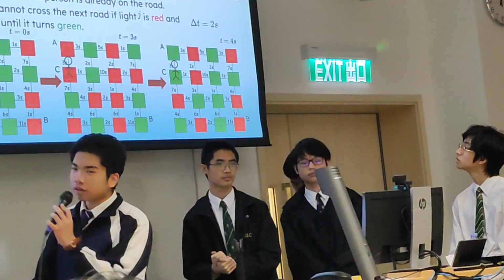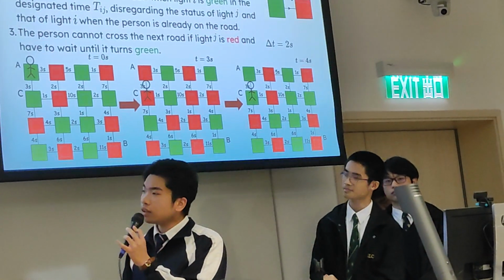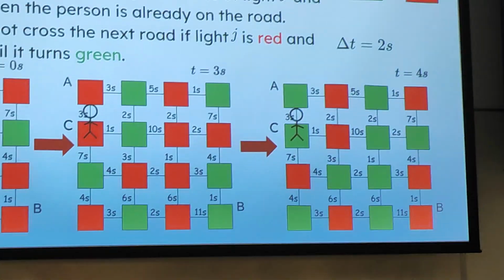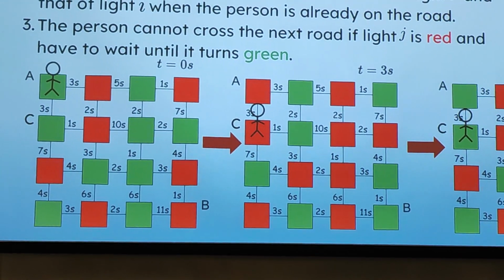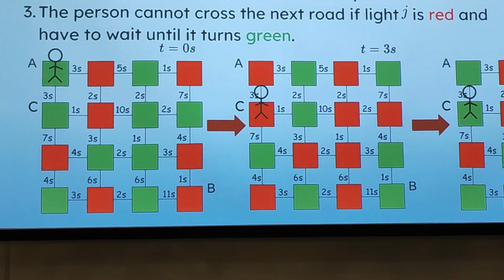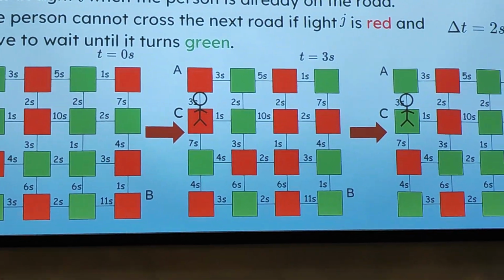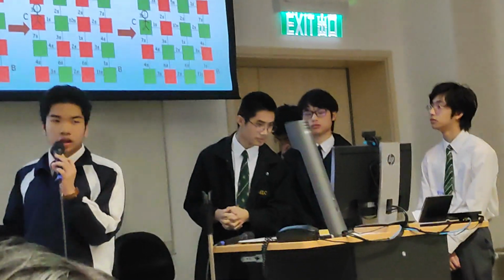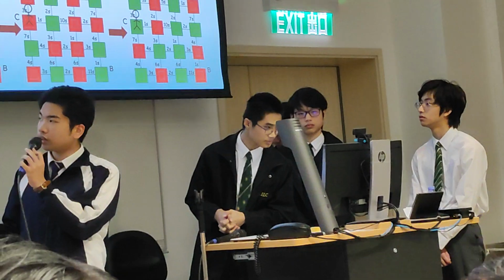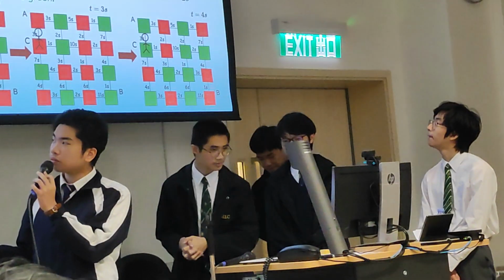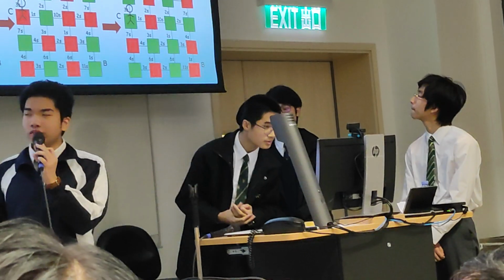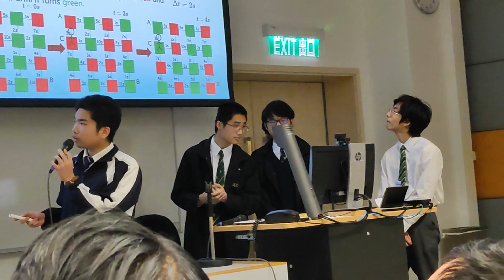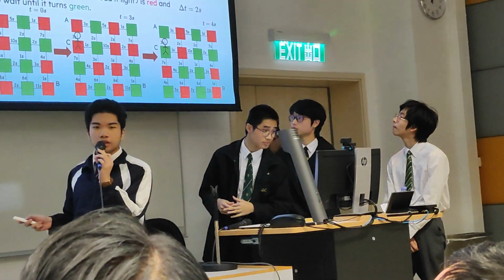Okay, so let's talk about the rules of this problem first. As I've mentioned before, the lights reverse their color every delta t. In this specific example, delta t can be 2 seconds. The person can cross the road when the traffic light he's standing on is green. Here, point A is green, so the person can cross the road to point C. When time is equal to 2 seconds, the traffic light changes color. So point C changes from green to red, right?